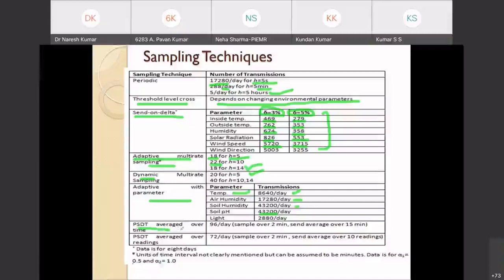Then PSDT average over time: you sample over 2 minutes, then send the average over 15 minutes, so it can reduce the number of transmissions to 296 per day. And PSDT averaged over readings gives 72 per day, if it is sampled over 2 minutes and the average is sent over 10 readings. That was the analysis done on the data for the 8 days. The units of the time interval, which are not clearly mentioned, can be assumed to be in minutes. And the data is for alpha 1 being 0.5 and alpha 2 being 1.0 in the formula used for the adaptive multi-rate.